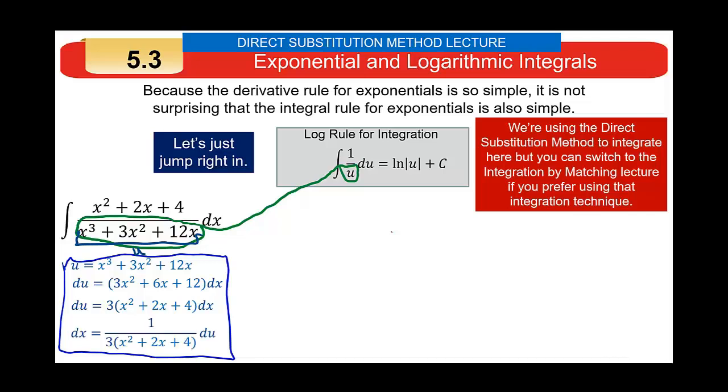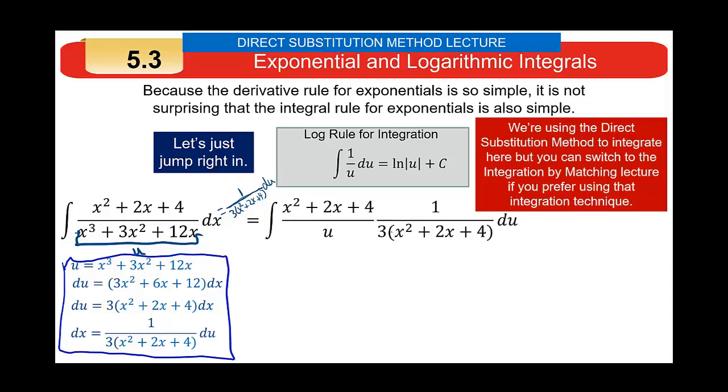Go ahead and let's solve for dx. If we divide both sides by everything that's multiplied by dx, we get dx is equal to 1 over the quantity 3 times the quadratic x squared plus 2x plus 4 times du, or you could write it as du over that, whichever you like. Now here's a part that you need to think about a little bit. The dx is that fraction that I just came up with. The u is the denominator.